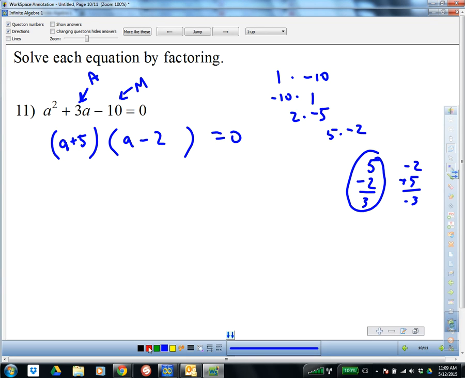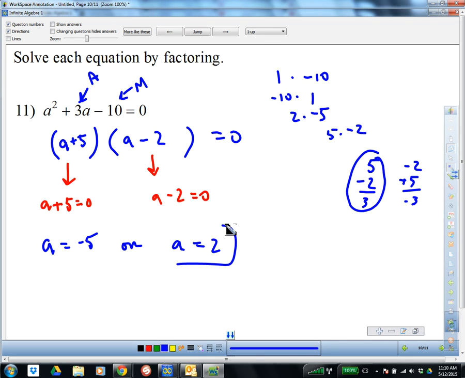Once I get that far, remember what I'm going to do is break it up into its two pieces: a plus 5, set equal to 0, and a minus 2, set equal to 0. Now I'm going to solve each of these individual pieces, and it's really just the opposite of this. So a equals negative 5 or a equals 2. Those are my answers. Okay, next.